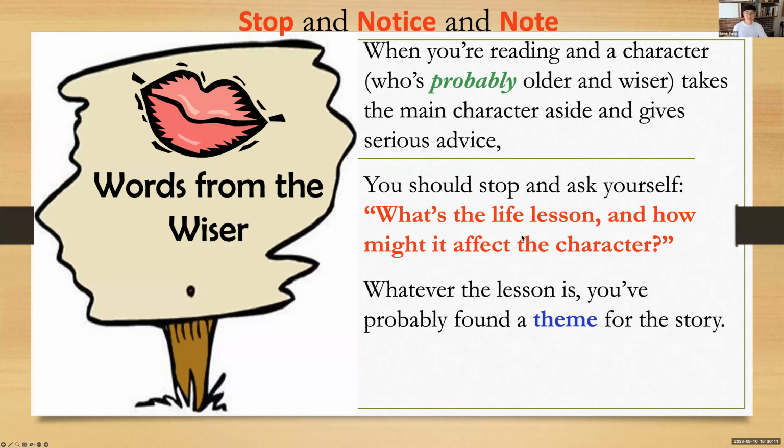Next, tough questions. I'm not going to do the activity. Words from the wiser. This one is pretty straightforward. It's basically someone older or someone wiser in the story telling your character something.